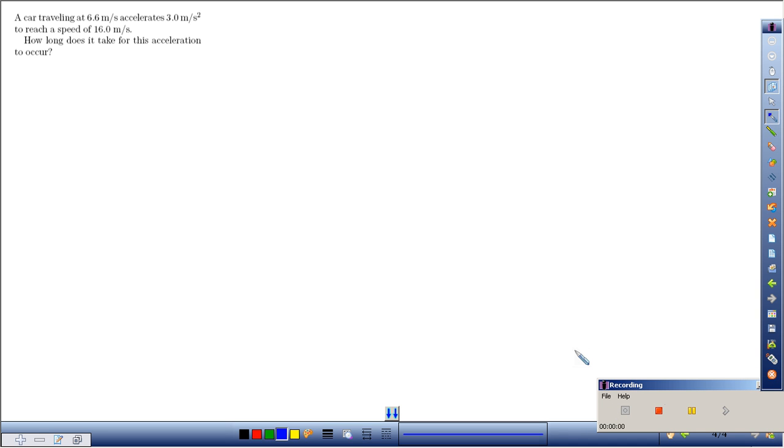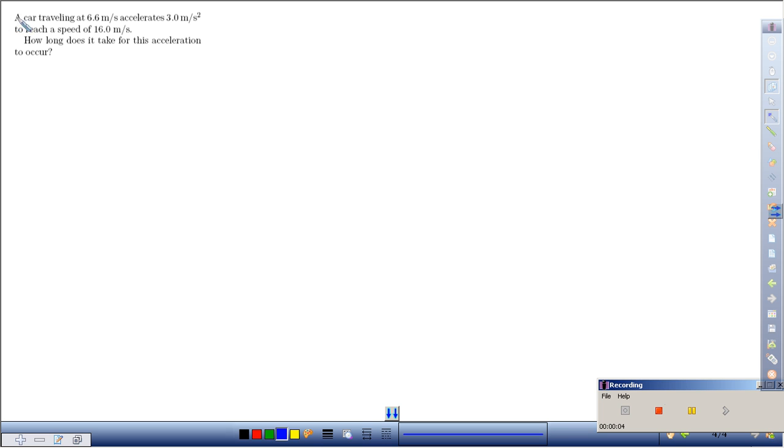This is homework number 3, question number 6. It asks, a car traveling at 6.6 meters per second accelerates 3.0 meters per second squared to reach a speed of 16.0 meters per second. How long does it take for this acceleration to occur?